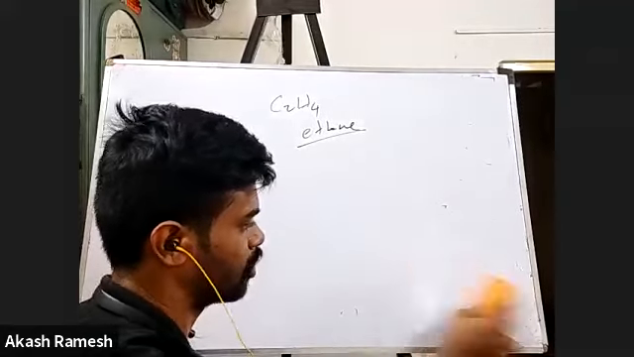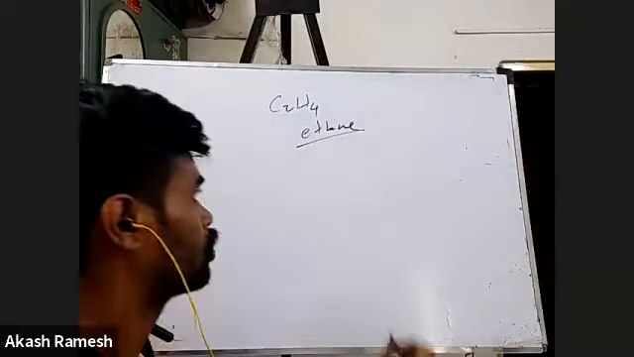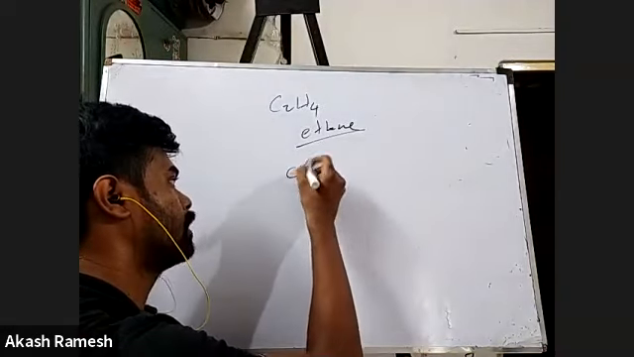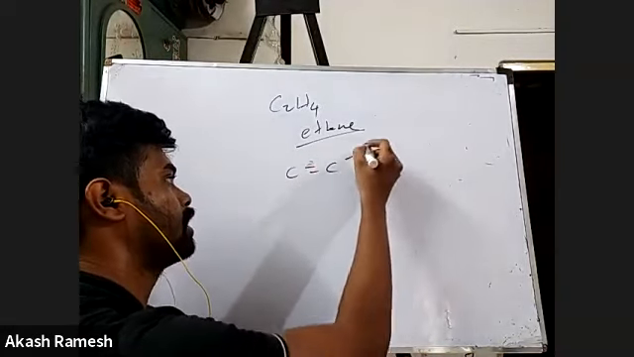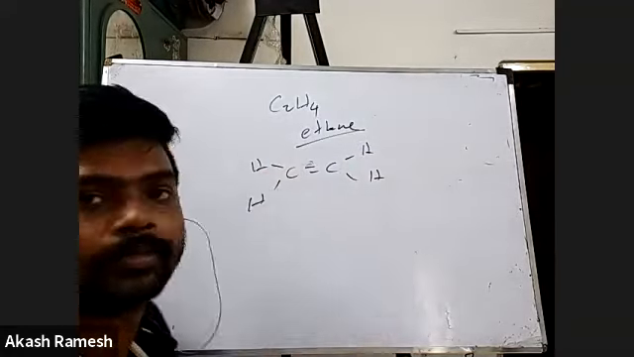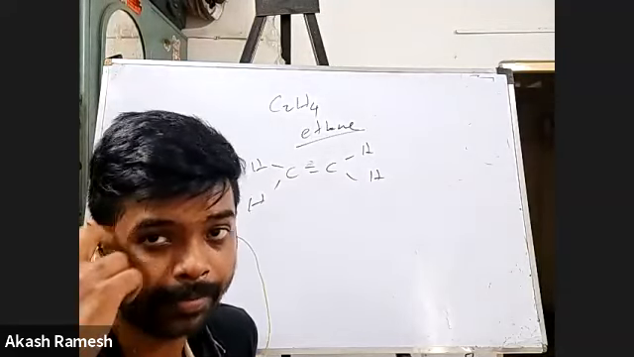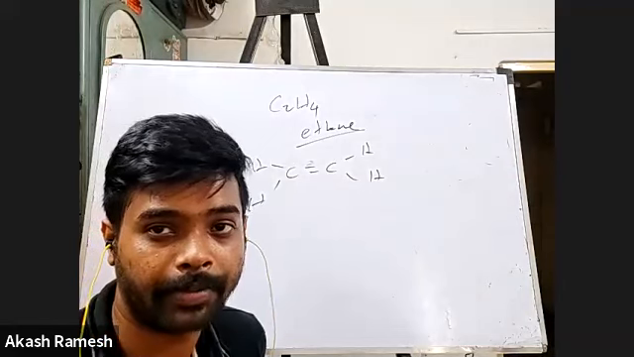So first step is drawing the structure. This is my ethene, I told you. So I think most of you would have got the structure. It should be C double bond C and H2 on both sides. Correct? So how many of you got the structure? I think most of you would have got it, right?